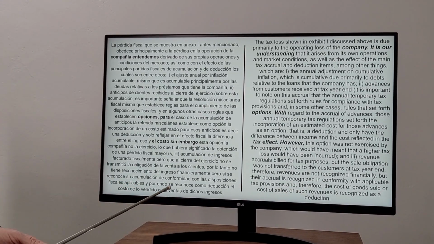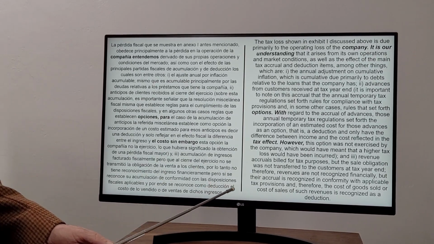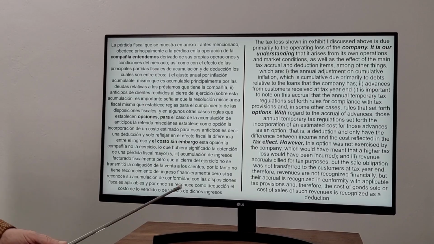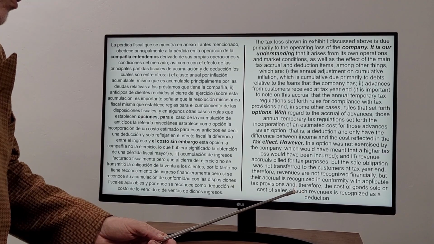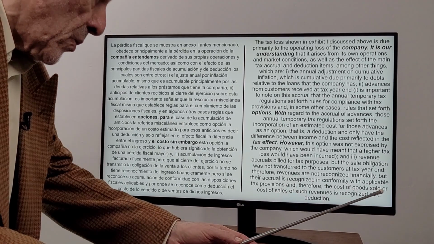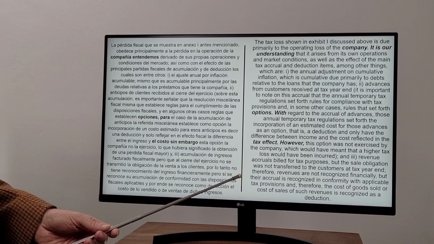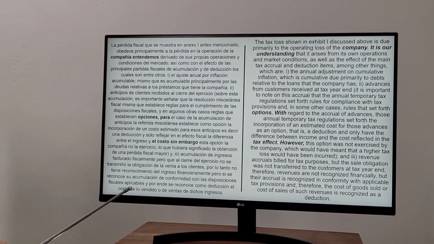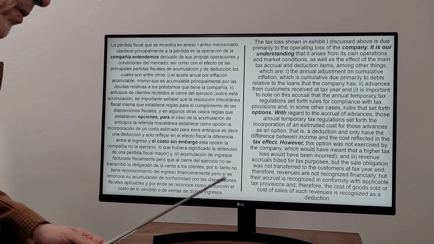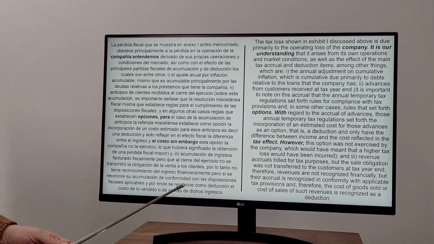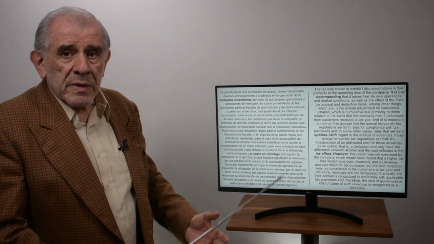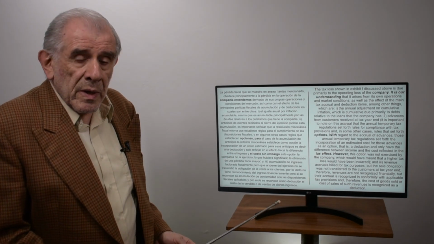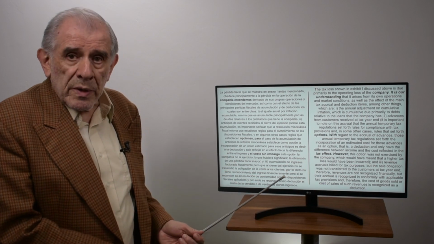And we go back to Spanish, se reconoce como deducción. I'm going to skip over that combination and come to el costo del vendido, the cost of sales of such revenues, or the cost of goods sold or cost of sales of such revenue. Pick up our reflexive verb, se reconoce, is recognized como deducción, as a deduction. And this is how we come to the very end of this mega-sized run-on sentence.